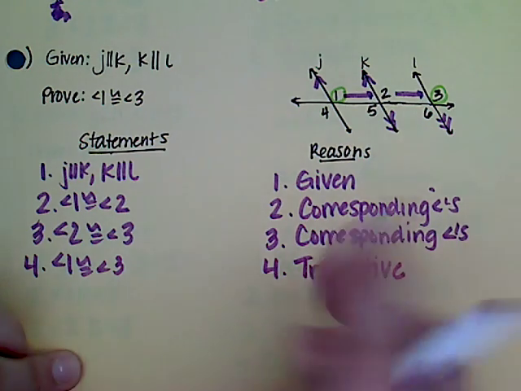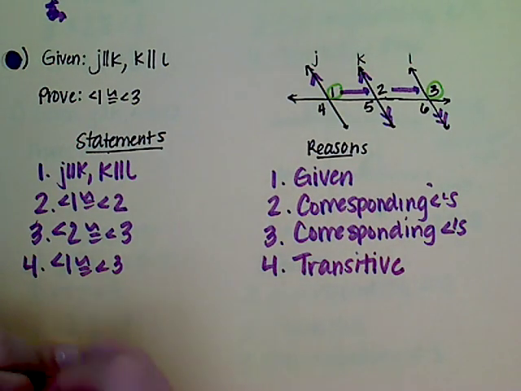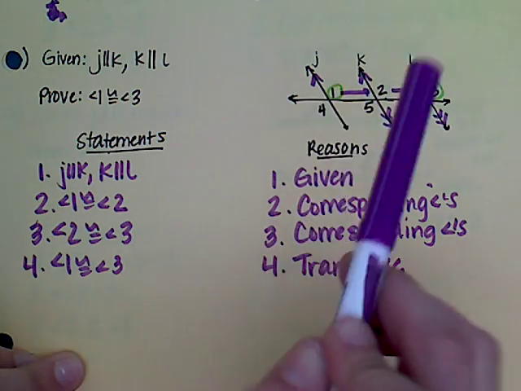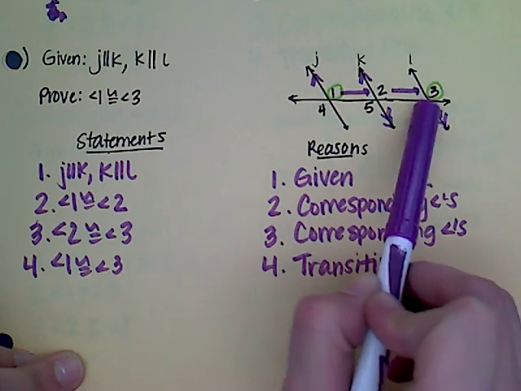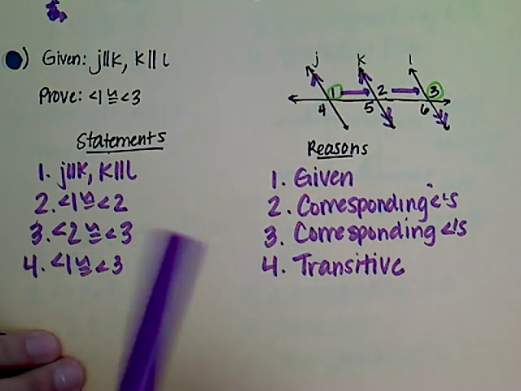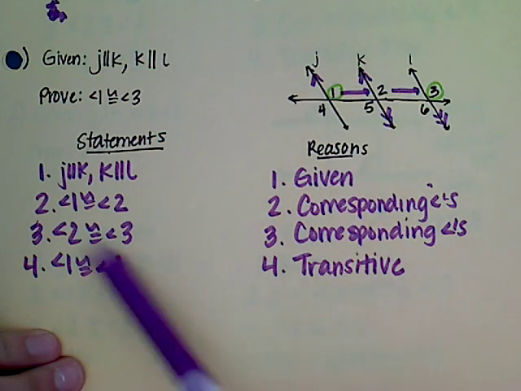Now, sometimes you guys do these proofs and you make them harder without really knowing you're making them harder. Let's say you said 1's congruent to 5, 5's congruent to 2, 2's congruent to 6, 6 is congruent to 3. That's perfectly fine, that's completely correct. This is just the shortest amount of steps that you would use.